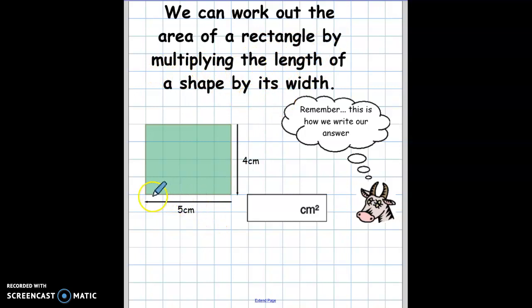So here we've got our array of 5 lots of 4. And 5 fours, we all know, is 20 centimeters squared. So in here, all I need to put, let's get inside the box, is my 20. And look how we show our answer. We know our centimeter unit of measurement, but to show squared, we just put a little number 2 above the m. And that would be the same if it was millimeters squared or meters squared. The little 2 means we've multiplied the number twice, in effect.